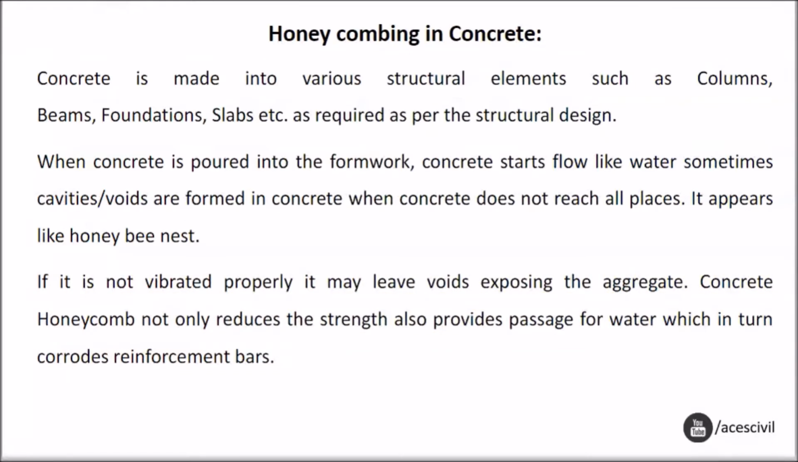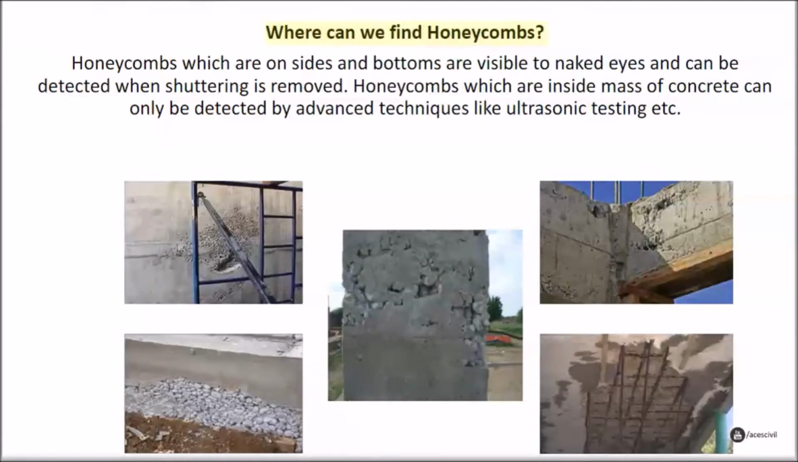Honeycombs are the hollow spaces and cavities left in concrete mass on the surface or inside the concrete mass, which is caused by the mortar not filling the spaces between the coarse aggregate particles. Where can we find honeycombs? Honeycombs which are on sides and bottoms are visible to the naked eye and can be detected when shuttering is removed. Honeycombs which are inside the mass of concrete can only be detected by advanced techniques like ultrasonic testing, etc.